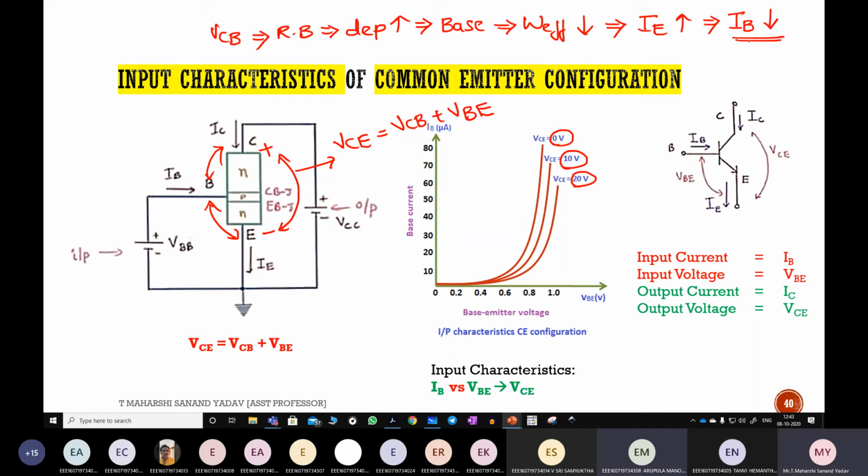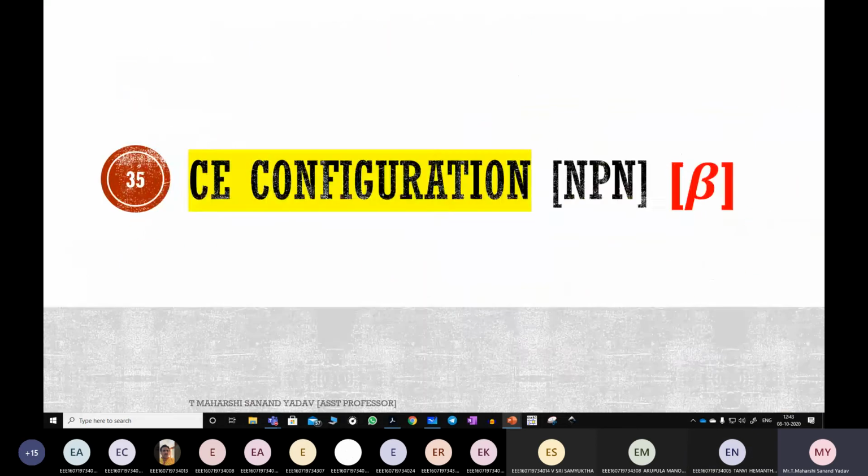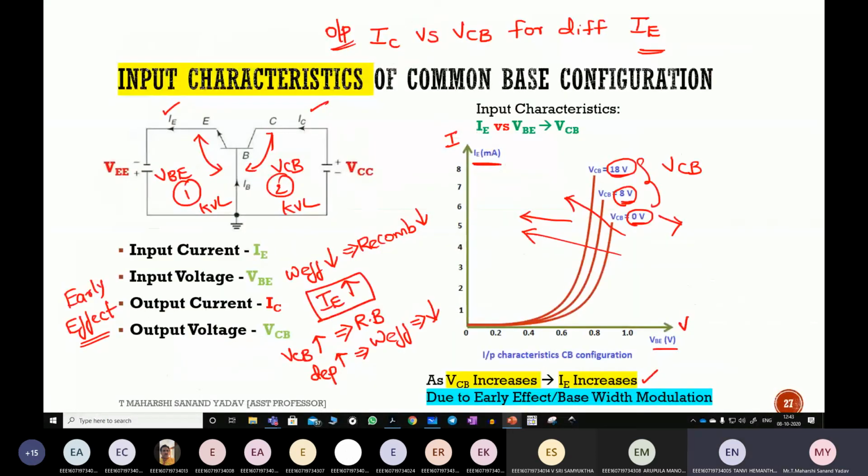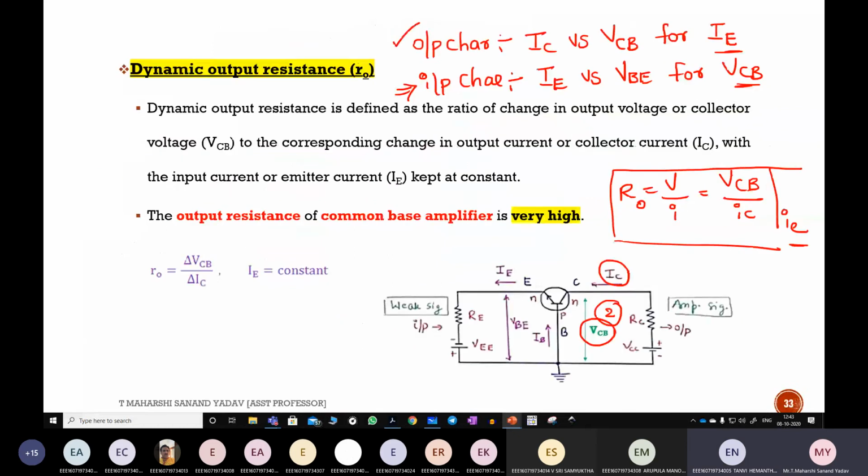Now I want this one. Whereas in the previous characteristics, I concentrated on IE, now I want only IB. See, that's why it is decreasing. That's why it is moving from right to left, that is, away from IB. Whereas in the previous characteristics, if you see here, it is moving towards IE. Why? Because there IE is increasing. Now I want in terms of IB.